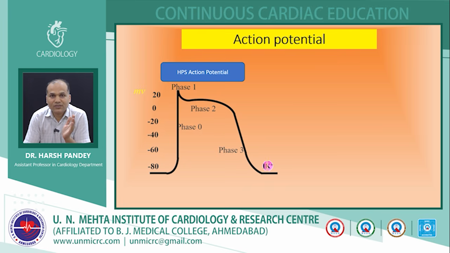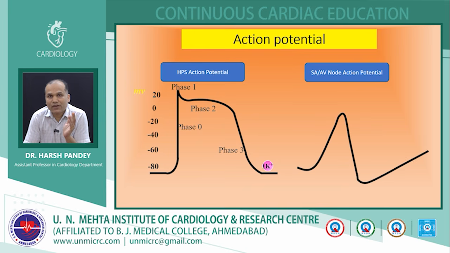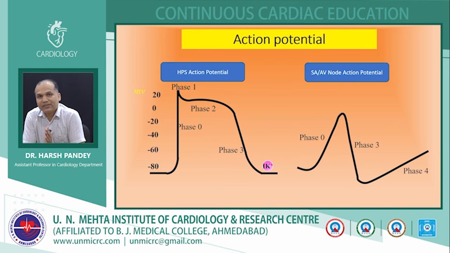So phase 4 is the property of the SA node and the AV nodal cells. They usually have phase 0, phase 3, and phase 4. Because of the phase 4 activity, the SA node and AV nodal cells can depolarize spontaneously and act as a pacemaker of the heart. This is because of the funny channel currents, sodium ion channels. Because of that, the SA nodal cell and the AV nodal cell can spontaneously depolarize.